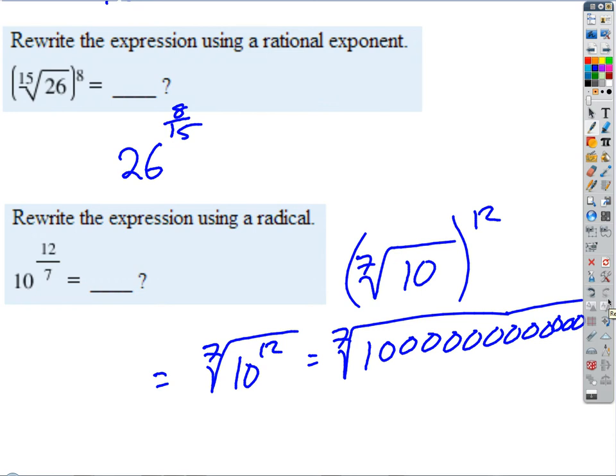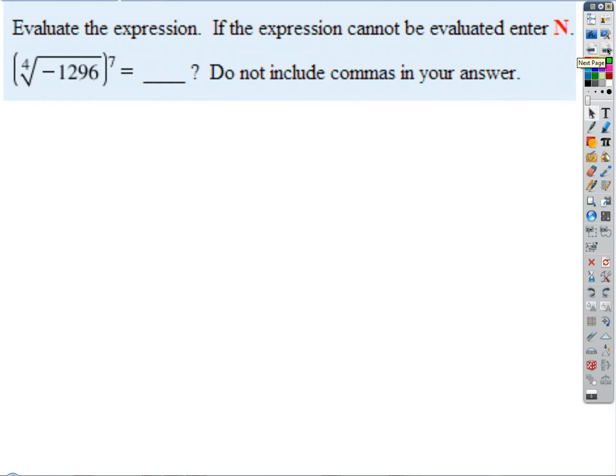Make sense? Okay, evaluate the expression. Now you have to be a little bit careful with these. If we want to evaluate this expression, we have to do this in two parts, right? So what's the first thing we do? Okay, yeah, we do the radical part first. Braxton, there's no answer. How come? Because you can't have a negative number under an even root, right? Good. You can't take an even root of a negative number.